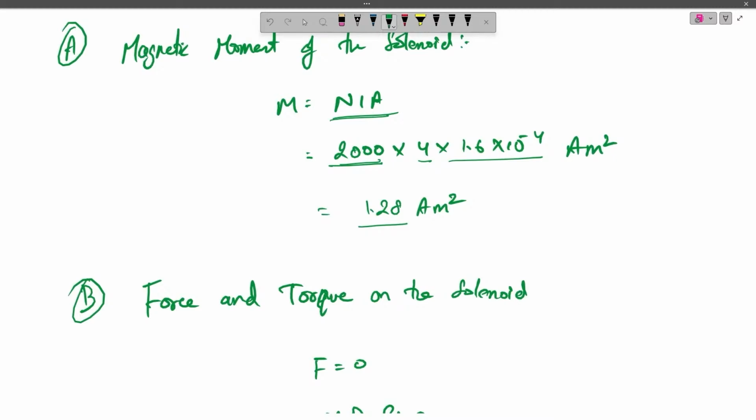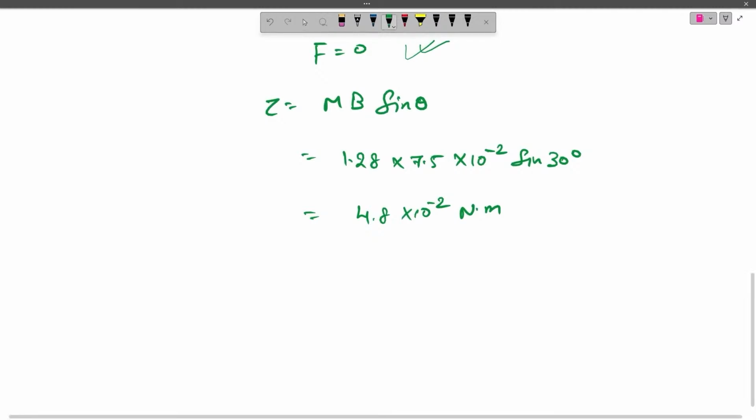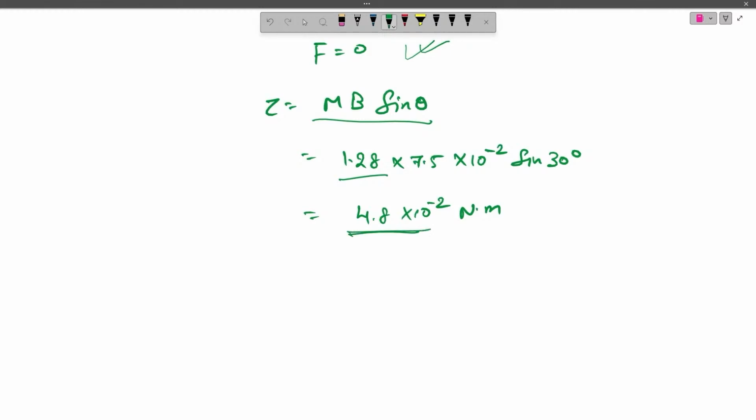And the second question asked: what is the torque on the solenoid? Since we know that the magnetic field is uniform, force is going to be 0. So calculating torque, we can use the formula mB sin theta, where m is 1.28 and the magnetic field is 7.5 × 10^-2, that is given. So we will get a value of 4.8 × 10^-2 Newton meter torque.